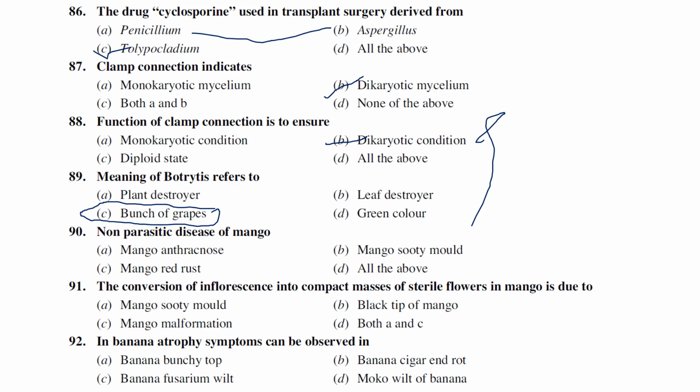Anthracnose, mango sooty mold, mango red rust, all the above. So mango anthracnose is caused by Colletotrichum gloeosporioides, mango red rust by Cephaleuros parasiticus, and mango sooty mold is a physiological disorder, right? So the answer is mango sooty mold.